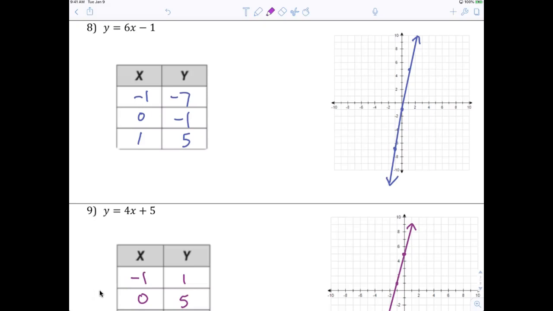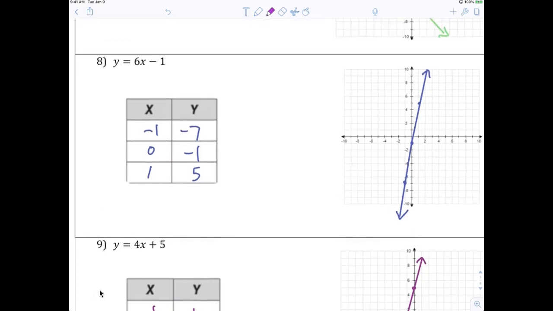You good? Anybody else on last night's homework that want me to double check something? I did forget to post it. Sorry, I messed up. How did you get -7 there? If you plug -1 in, it's going to be 6 times -1 minus 1. Oh, yes. Will you post the answers? Yeah, I'll post them. All right, for sure.